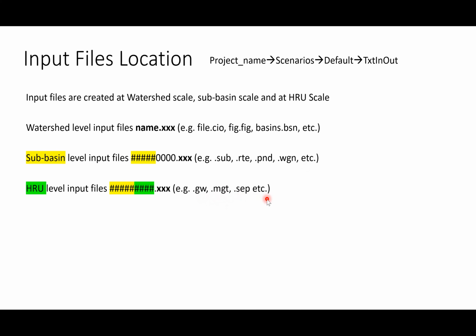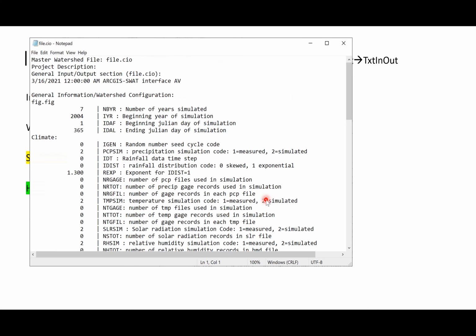These are the extension at the HRU level file. These are just some examples, so it will have more files than this. This is how the file.cio file looks like.